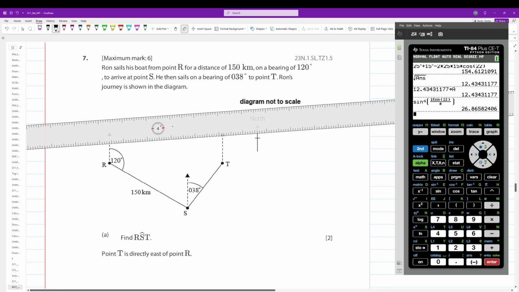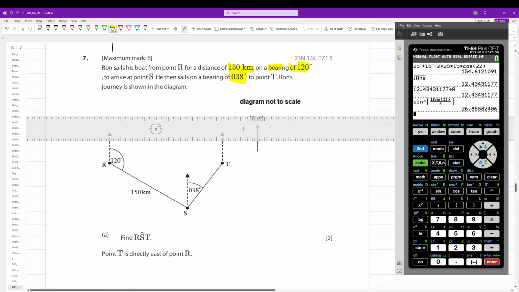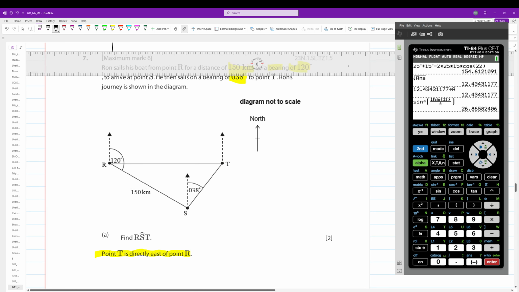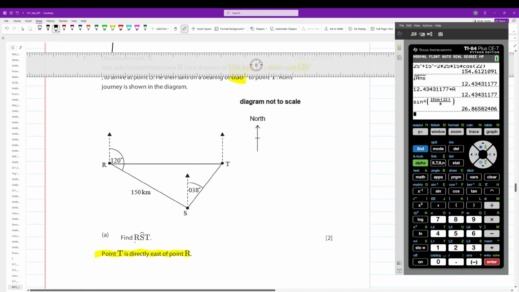So, Ron sails his boat from point R with a distance of 150 kilometers on a bearing of 120 degrees to a point S, where he sails on 38 degrees to point T, and down here it's telling us the point T is directly east of point R. So I'm going to draw in a line connecting R and T. And they're asking me to find the angle RST. So the exam would like me to find this whole angle here.